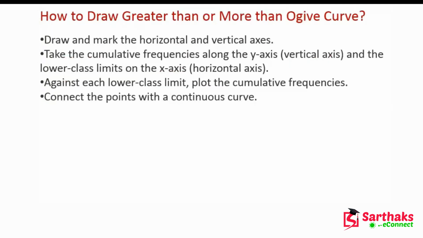Now how to draw it? The method is the same: first of all we draw and mark the horizontal and vertical axes. Now take the cumulative frequency along the y-axis and the lower class limit on the x-axis. In the less than type we take the upper class limits, and in this case we take the lower class limits on the x-axis. Now against each lower class limit, plot the cumulative frequencies.